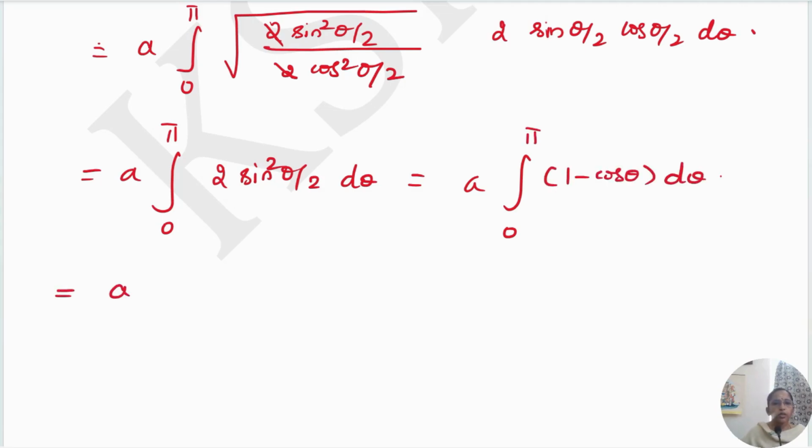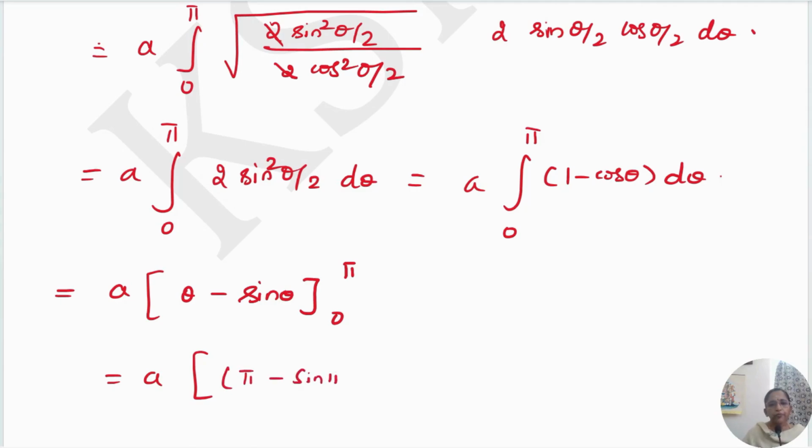Now a into this is theta minus sin theta with the limit 0 to pi. Applying the upper limit, pi minus sin pi, minus the lower limit application, 0 minus sin 0. So now the final answer is a into pi.